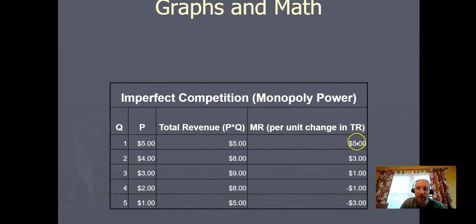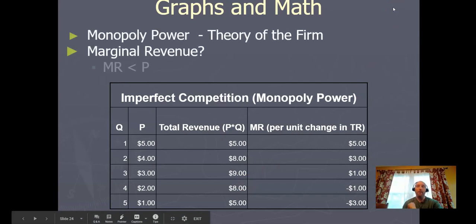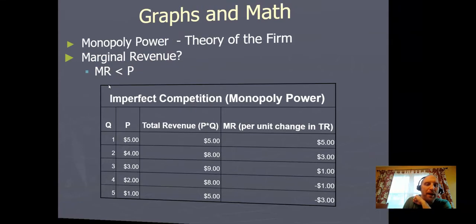So the first battery gave me an additional $5 than I had before. To sell 2 batteries, the second battery only brings in an additional $3. The third battery only brings in an additional $1. And as you can see, when we keep doing the math, eventually marginal revenue actually turns negative, where we have to lower the price to such a point that we actually decrease total revenue. In other words, in a monopoly, or any market structure that has monopoly power, marginal revenue will always be less than a product's price.